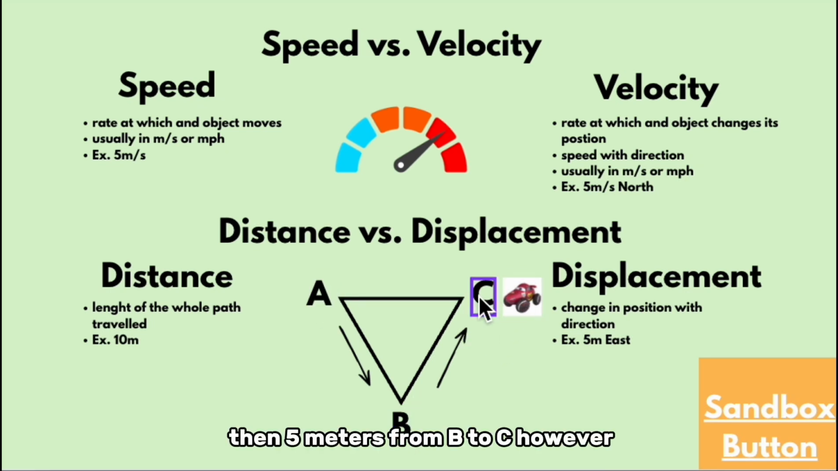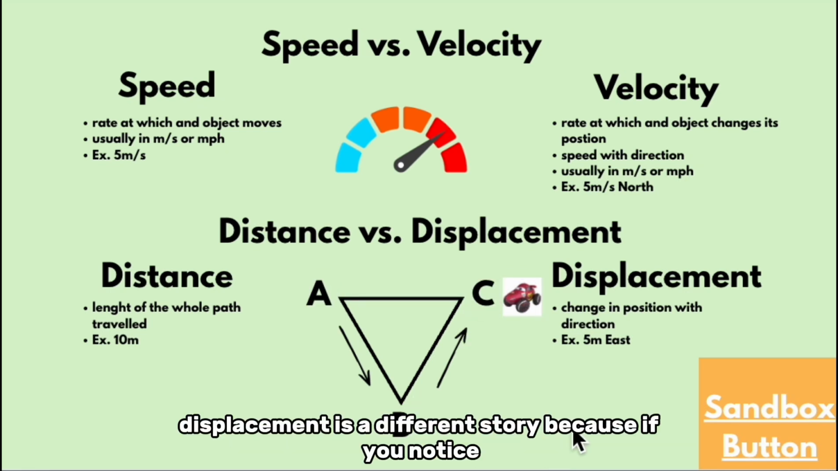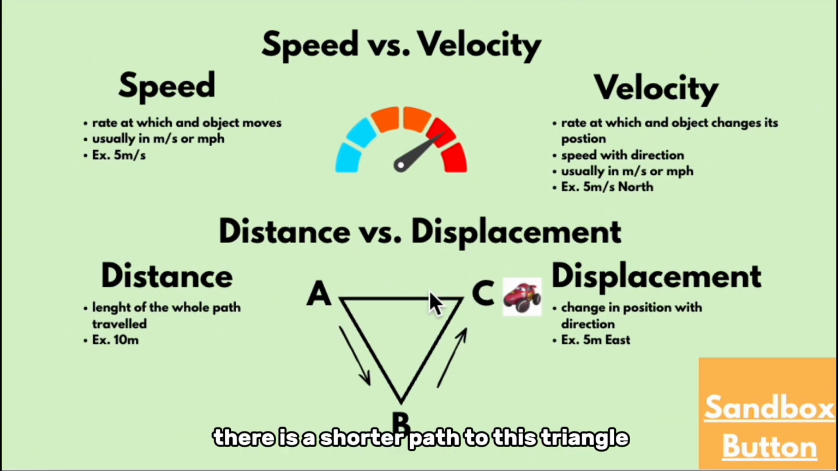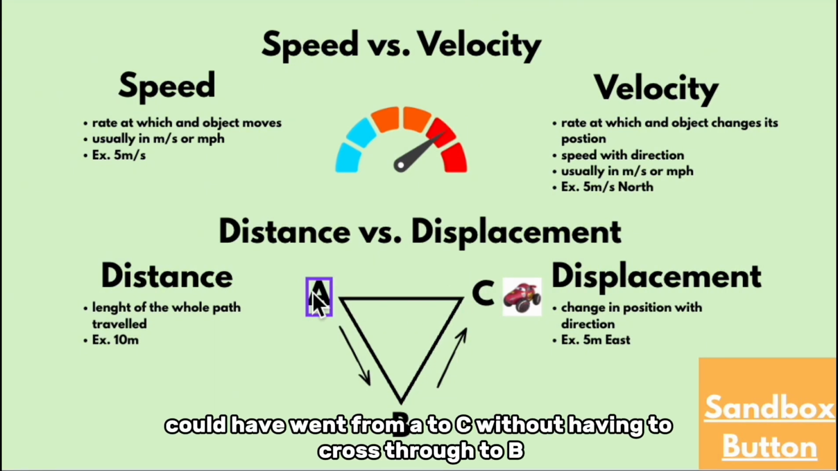from B to C. However, displacement is a different story because if you notice, there is a shorter path to this triangle. Leteneng could have gone from A to C without having to cross through B.